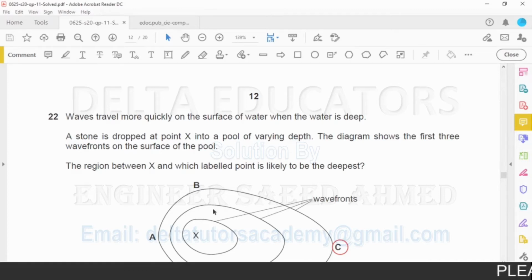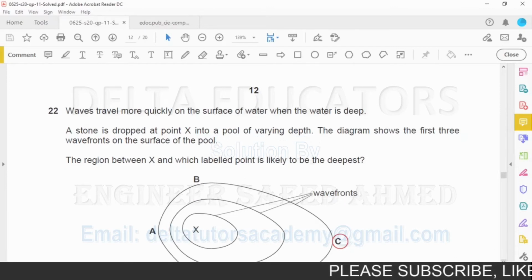With the increase in depth, the energy propagation will be more. And when the energy propagation is more, the wavefront will be bigger. So here with the increase in depth, the wavefront size will increase. So for the deepest, the wavefront will be C, because in C the wavefront is the largest. So with the deepest distance covered by the stone, the wavefront will also be largest, and it is given in option C. So the correct option is option C.